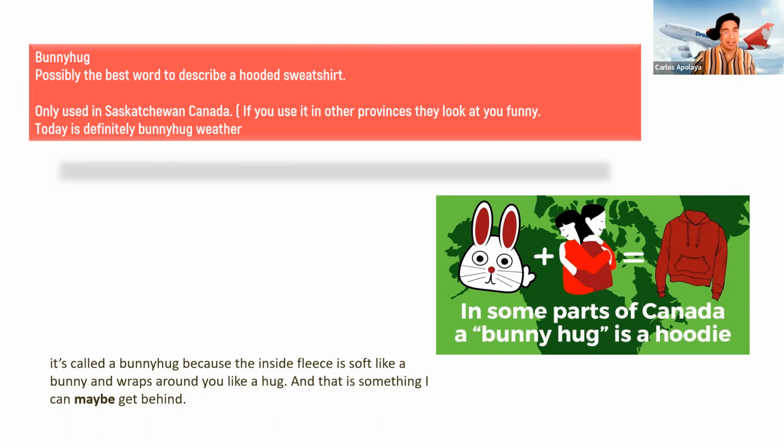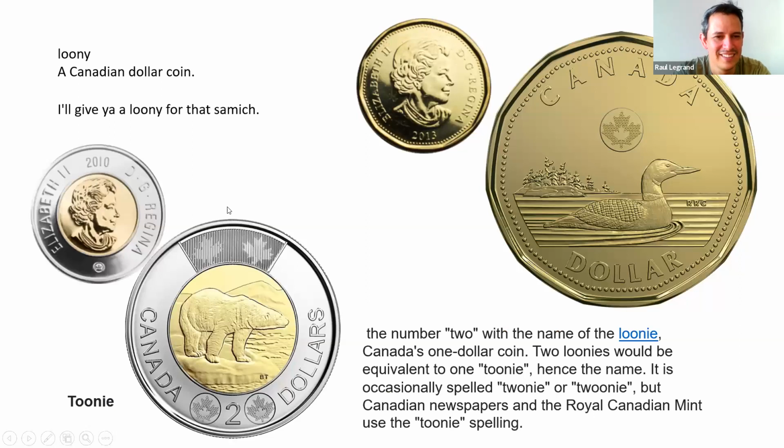Of course. Okay. And then we have the loonie and the toonie. This is the loonie and this is the toonie. The loonie is the Canadian dollar coin. So, for example, I'll give you a loonie for that sandwich. In Canada, not all people, just some people, say sandwich. It's like a local version of the word. But you have here the toonie and the loonie.